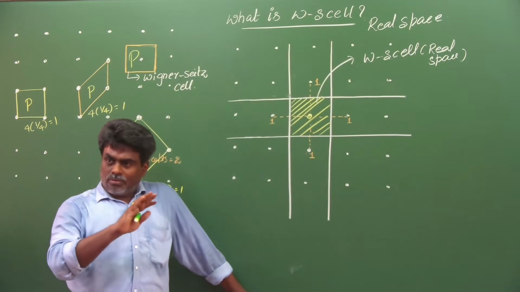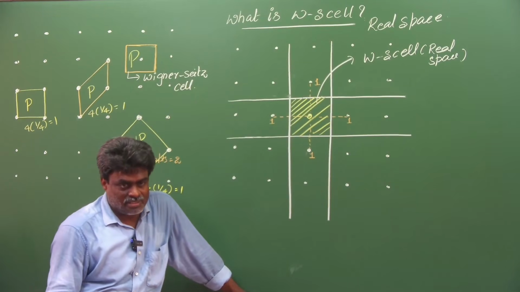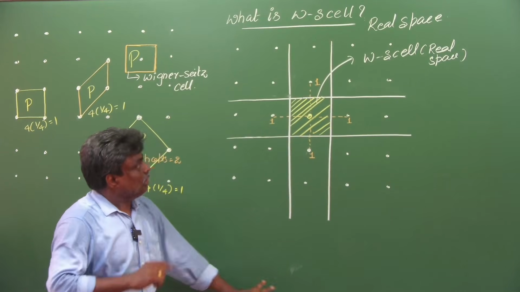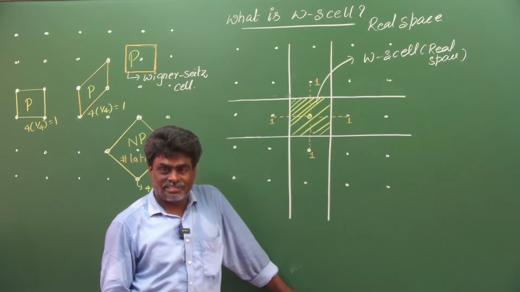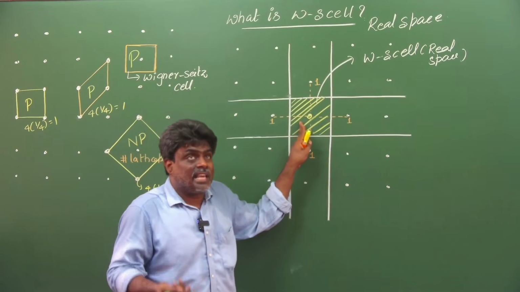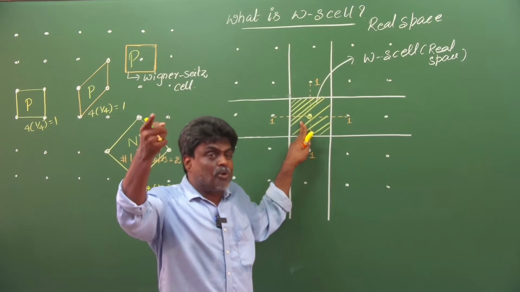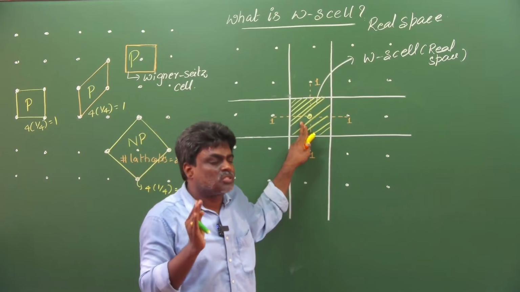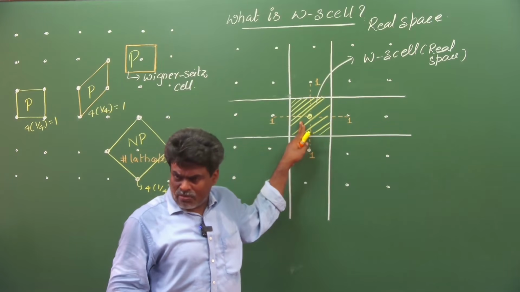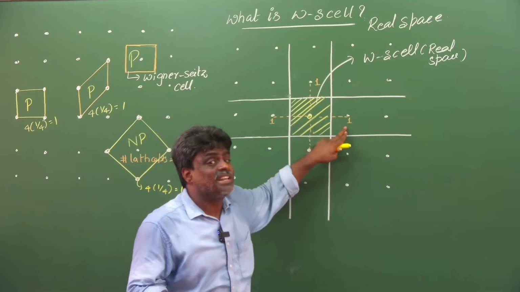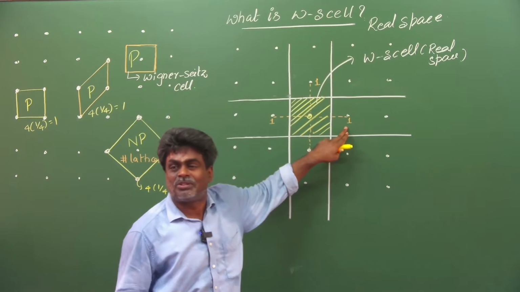So, the Wigner-Seitz cell story is over for the real space. But if you take all these points in the reciprocal lattice, the Wigner-Seitz cell in the reciprocal lattice is called the first Brillouin zone. Sir, why are you saying first Brillouin zone? Because I have taken the first nearest neighbors. That's why it is called the first Brillouin zone.